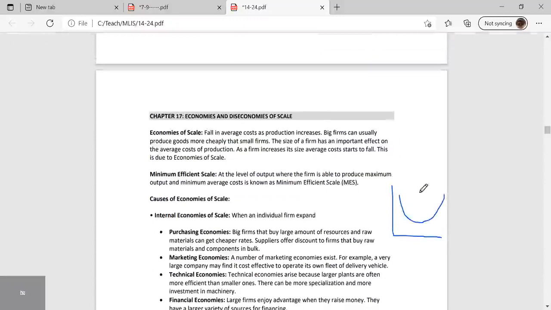Okay, so see that the trend is like that. If we increase the output, what happens? The average cost starts to fall. Up to this part, it's falling, and this part is known as economies of scale. After this point, the output is rising, but average cost is also rising. This is not so good, right? So this is known as diseconomies of scale.